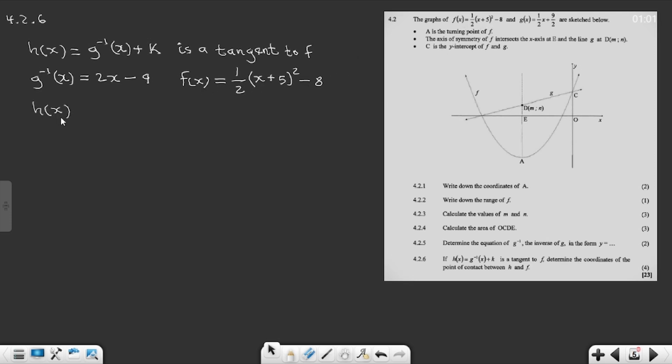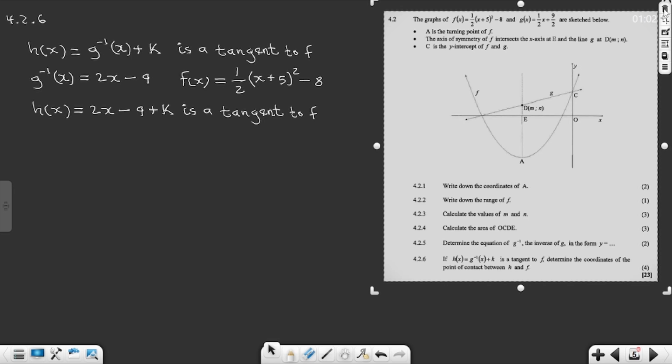So h of x is equal to, now let's replace the inverse of g of x. So we're going to replace it with this. So the inverse of g of x is 2x minus 9, plus k. Okay, so this is h of x. You can see from there we have this, and this is still the tangent to f, right? Okay, so I can remove this.